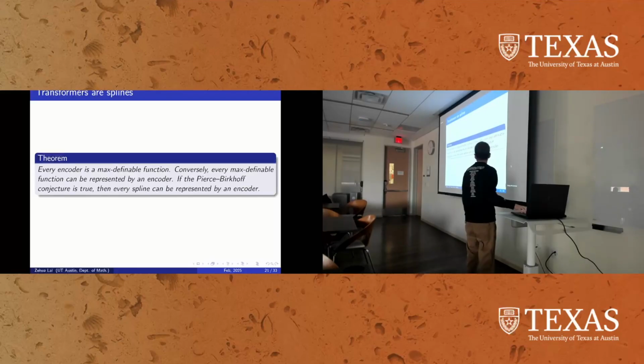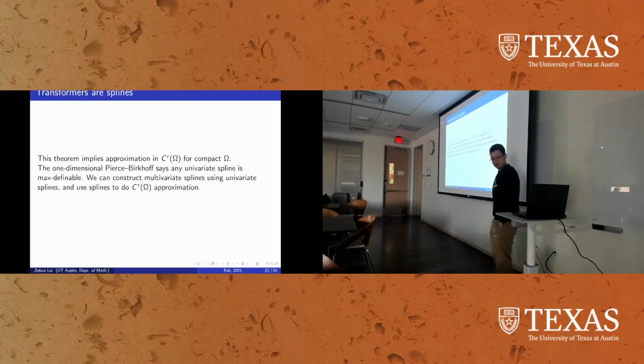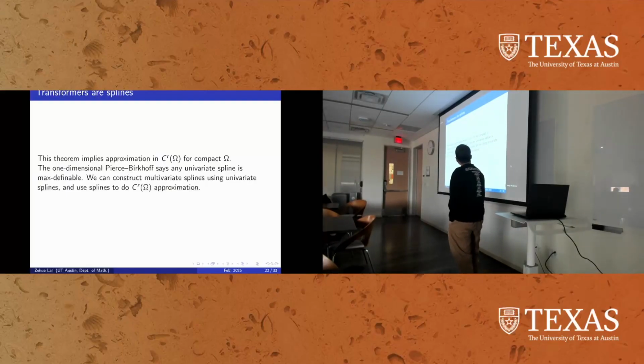But this is already a pretty good result, because this already implies approximation in any C^r norm. We know the Pierce-Birkhoff conjecture is true in one dimension, and it's true in the plane. It says that any univariate spline is max-definable. Of course, we can construct multivariate splines using univariate splines, and then use splines to do C^r approximations. So this is not something very hard to do.